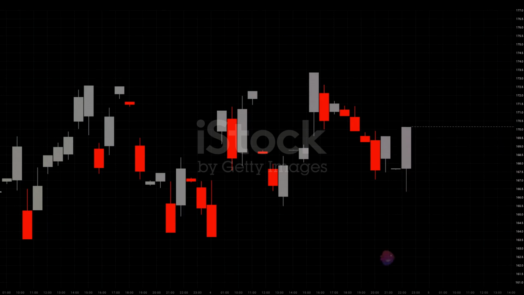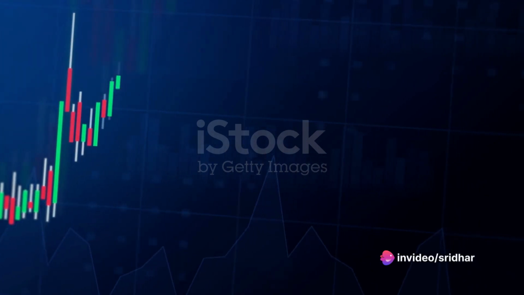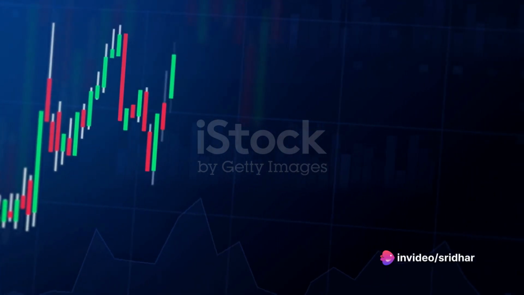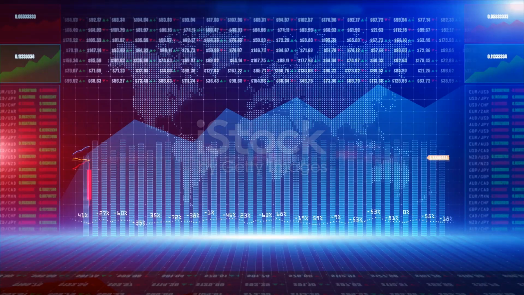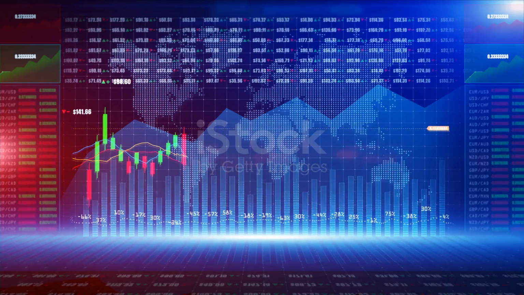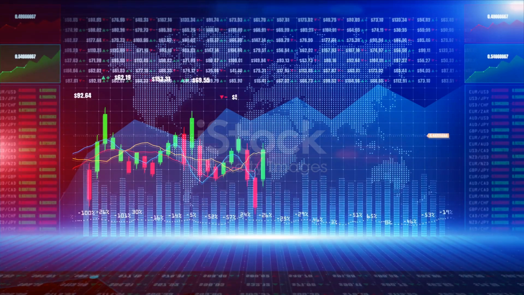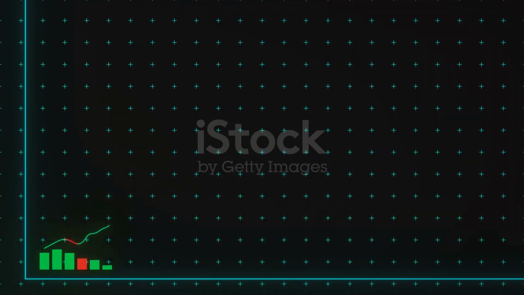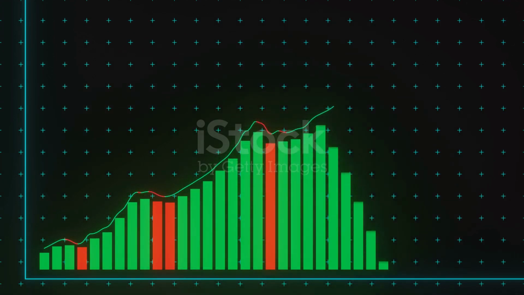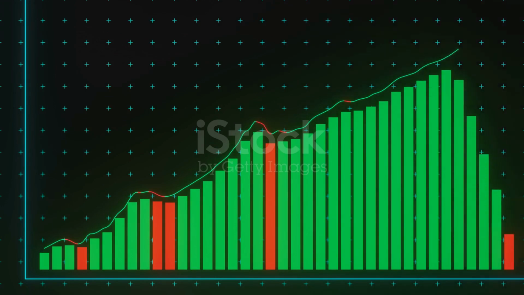It's important to remember, however, that while these tools can be incredibly useful, they're not foolproof. No tool or strategy can guarantee success in Forex trading. It's crucial to practice using these tools and to develop a solid trading plan that includes risk management strategies. With these tools in your arsenal, you're well on your way to becoming a more effective Forex trader. Remember, practice makes perfect.